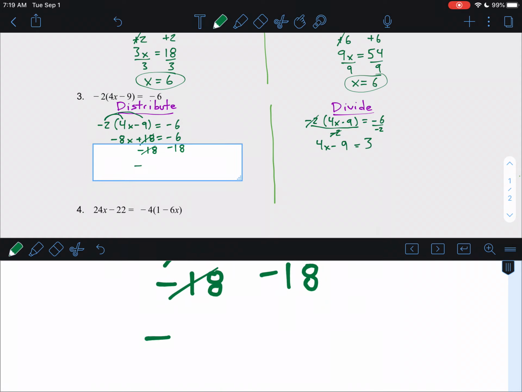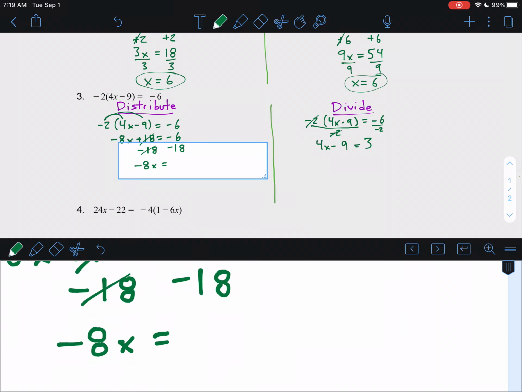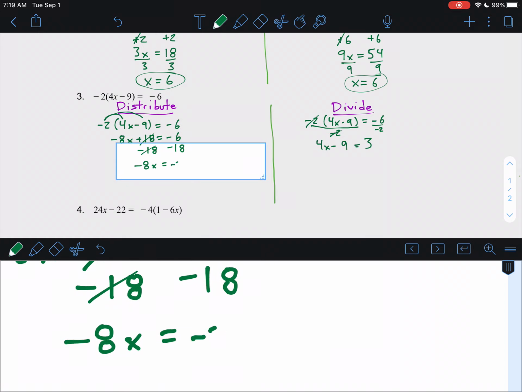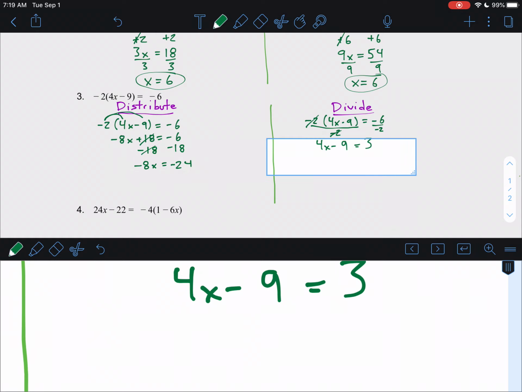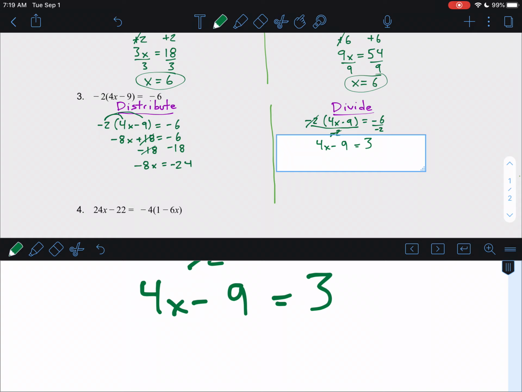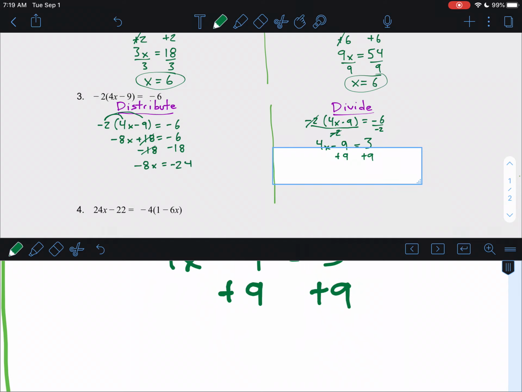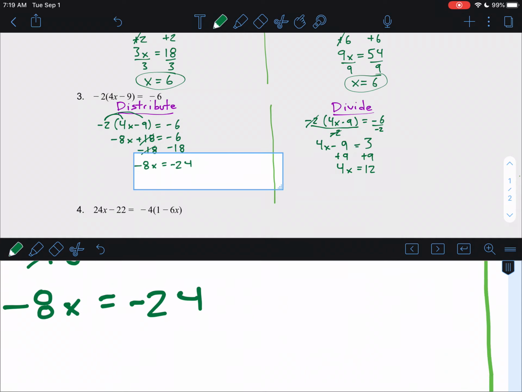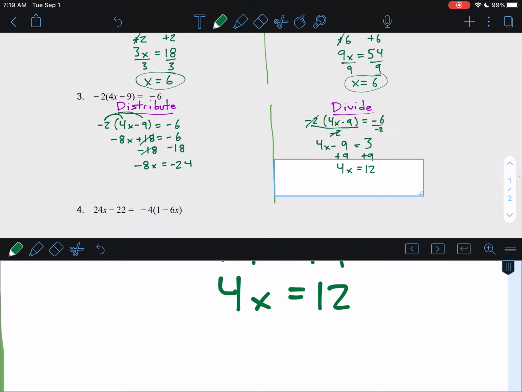So that's going to give me negative 8x equals, and then negative 16 minus 18 is negative 24. And over here, I have 4x minus 9 equals 3. I have to add 9 to both sides because I want to get the x all by itself. So 3 plus 9 is 12. So I have negative 8x equals negative 24, or 4x equals 12.